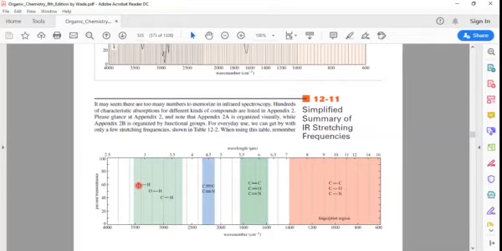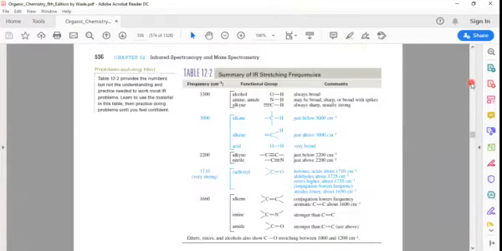Similarly, based on the position and also the shape of these peaks, we determine the functional groups present in that molecule. So this is a kind of summary, and you can go through it. Whatever we have studied is summarized here, and it is very useful to have a look at this, and frequently go through it so that these things are kept in your mind.